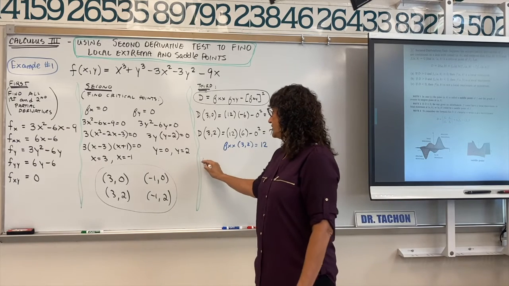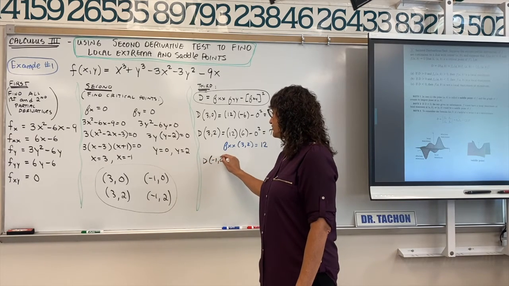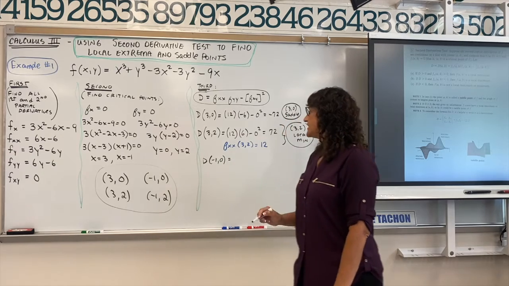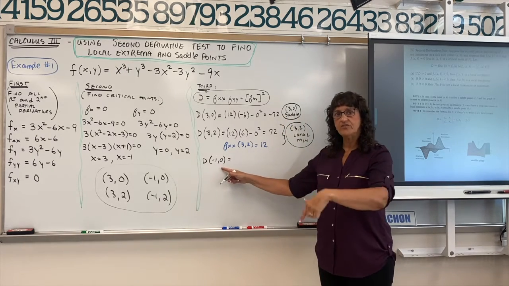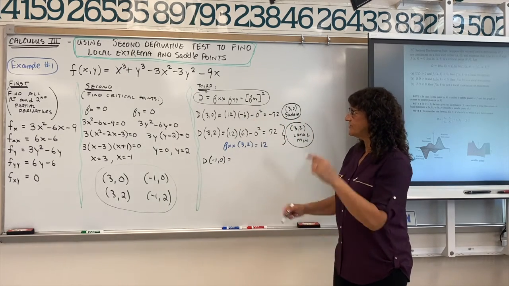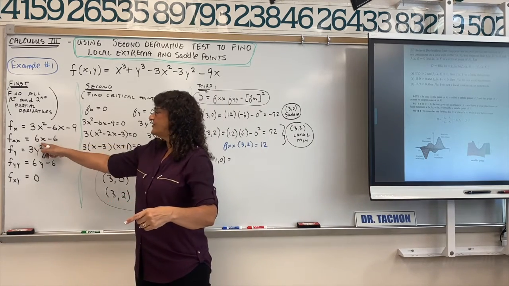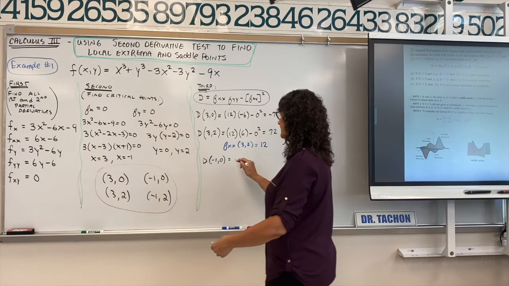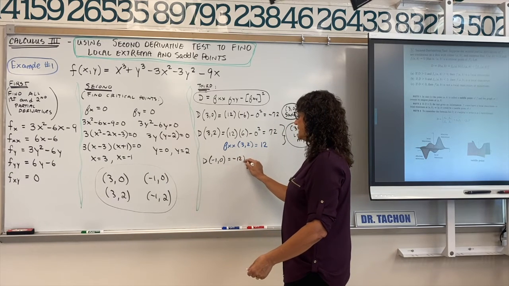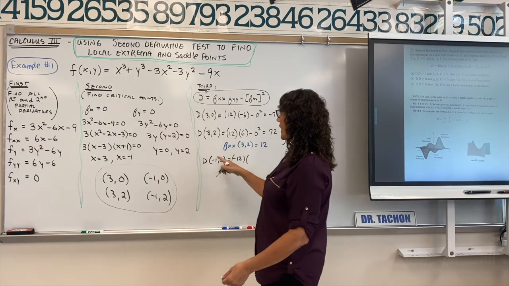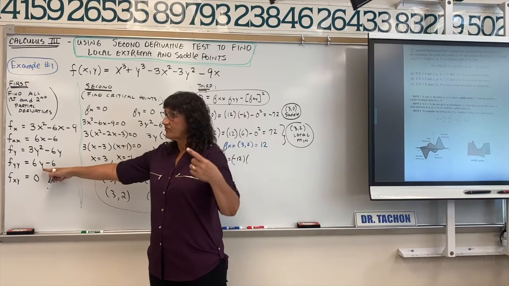So 2 down, 2 to go: negative 1, 0. Let's check this critical point. We're going to plug negative 1, 0 into our second partials. Let's take the second partial with respect to x. We plug in negative 1: 6 times negative 1, that's negative 6, minus 6 gives us a negative 12. And then we want to plug into the y. So we're going to plug in negative 1 for x, 0 for y.